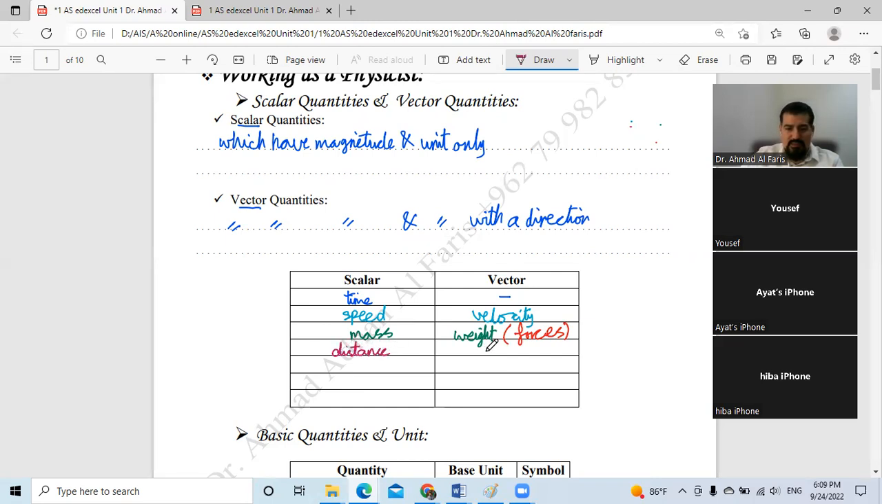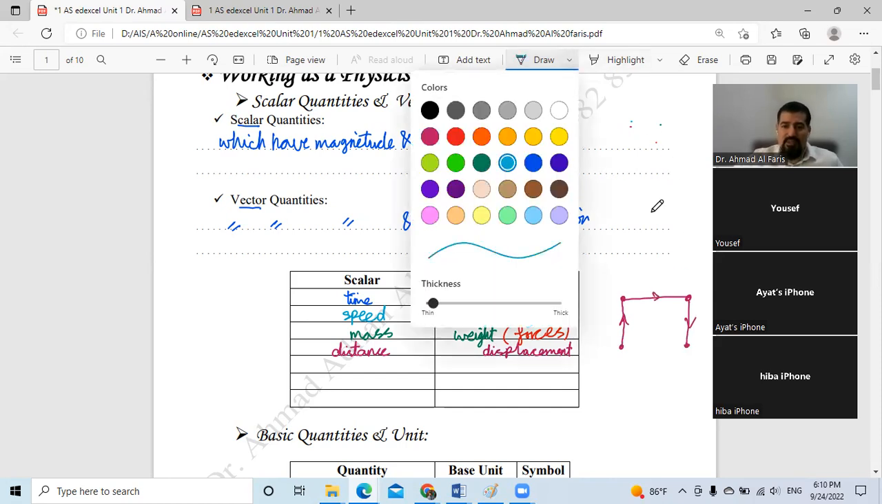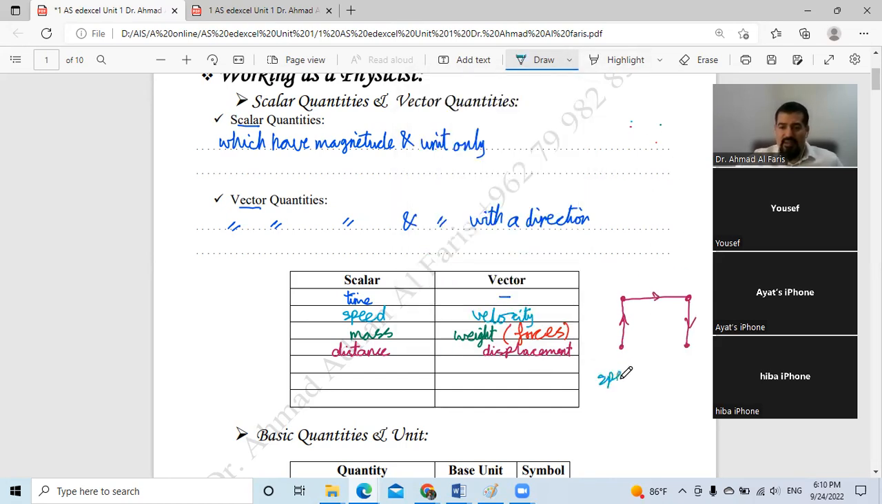And displacement. Now, one of the questions that I remember they brought maybe 15 years ago is that we have a person or an object that walks from one position to another position, to a third position, to a fourth position, like this. And they ask about the speed, and they ask about the velocity.